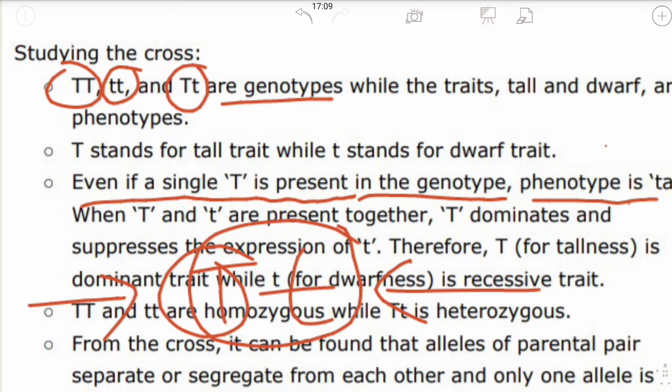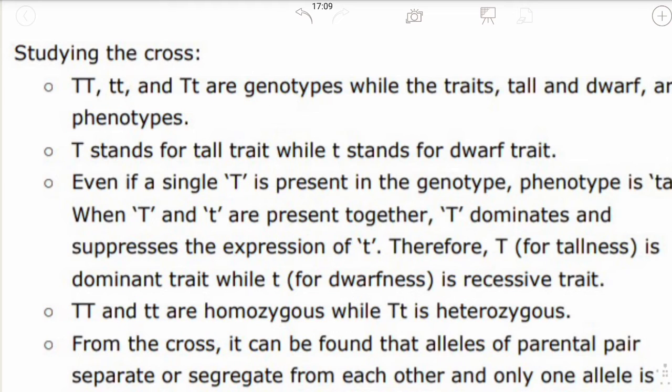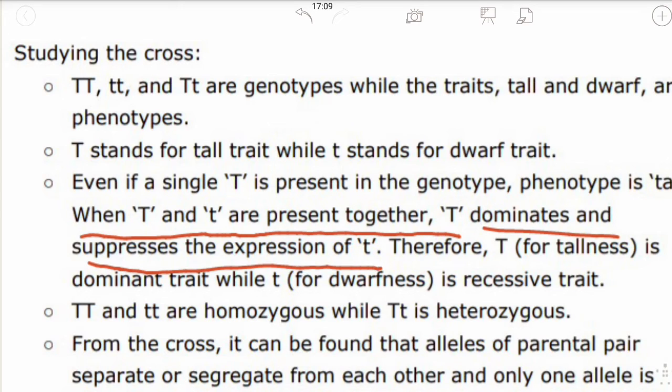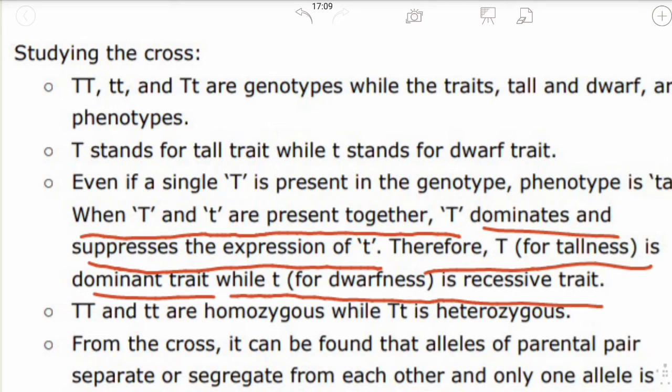Here capital T is dominant because it is expressing itself, whereas small t is recessive because it is hiding itself. This capital T will not allow the small t to be present. So capital T dominates, whereas the other suppresses itself. This is what happens. Simple case. When capital T and small t are present together, T dominates and suppresses the expression of small t. Therefore, T for tallness is a dominant trait, while small t for dwarfness is a recessive trait. This is the simple case I have explained.